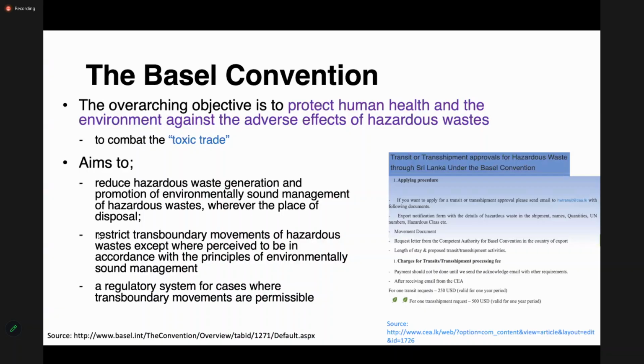So again, we are party to this convention, so there's a certain procedure you have to follow if you're transiting or shipping these types of waste through Sri Lanka. Again, I think you might remember, a few years ago there was this huge brouhaha about discovering several containers of hazardous waste in the Colombo harbor, as I can remember. Right?